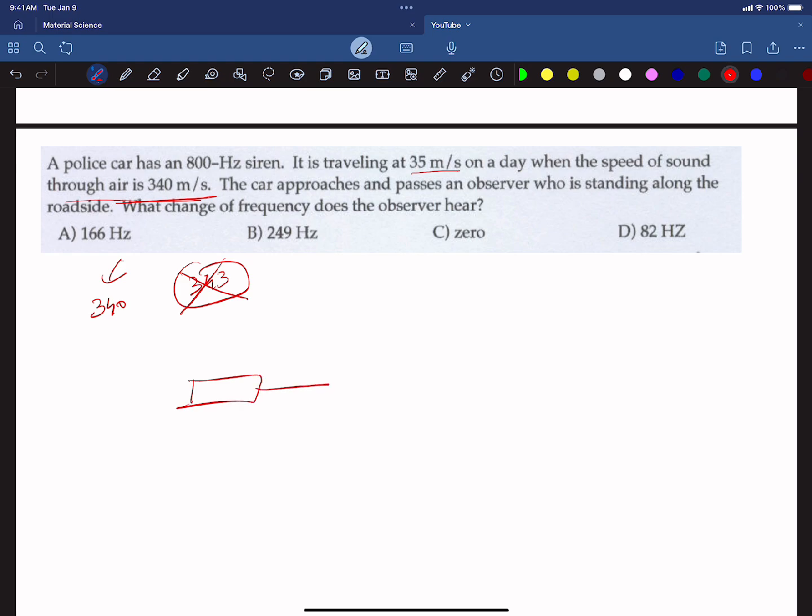So the car is traveling in this direction. Let's say the observer is standing here on the roadside, not in the middle. This is the roadside, and the police car comes and passes just next to the observer. Now they want us to find the change in frequency the observer observed.